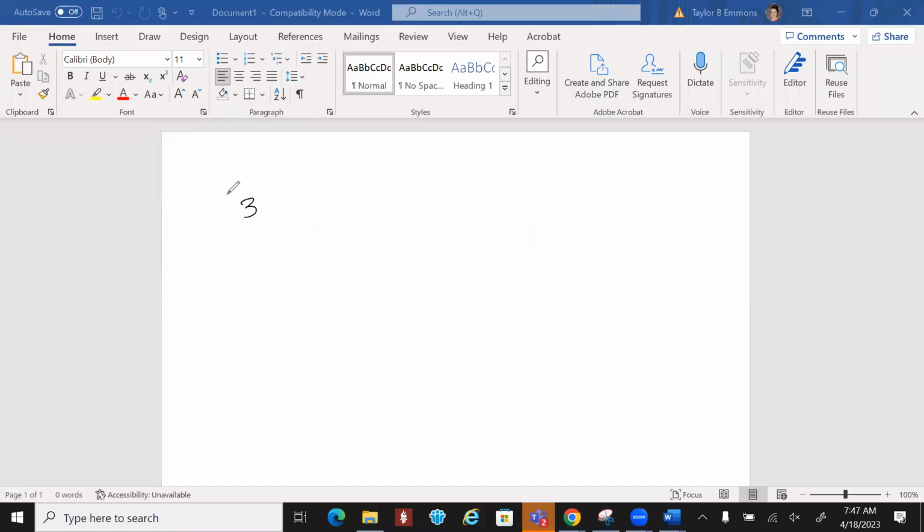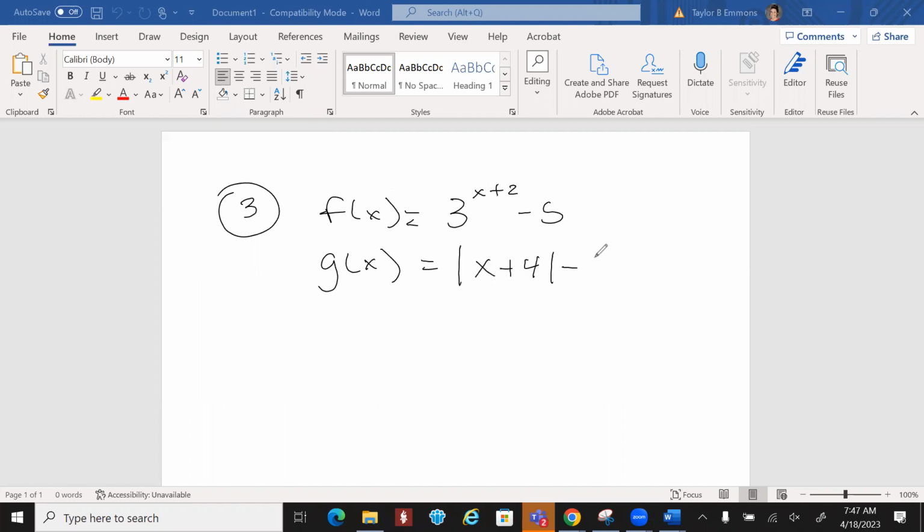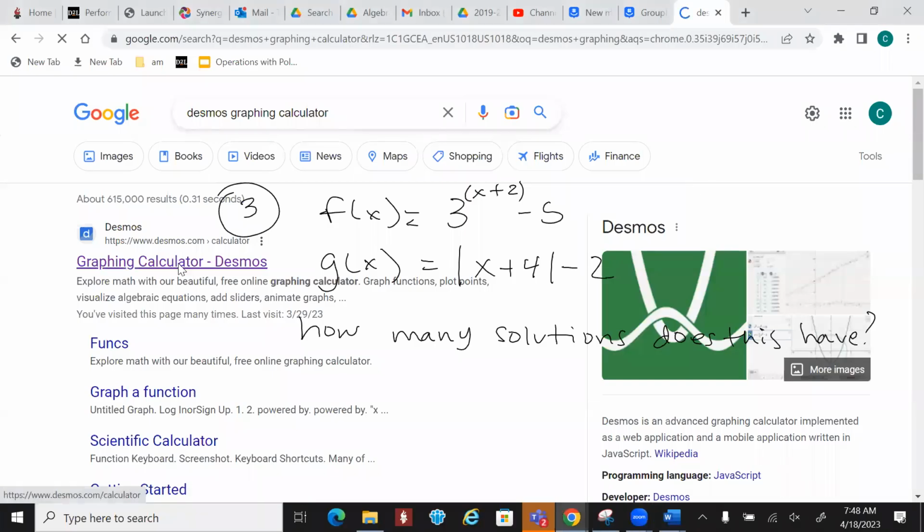If I give you two different equations, let's say f of x is equal to 3x to the second, x plus 2 minus 5, and g of x is equal to absolute value of x plus 4 minus 2. My question is, how many solutions does this have? Let's type this in really quick.